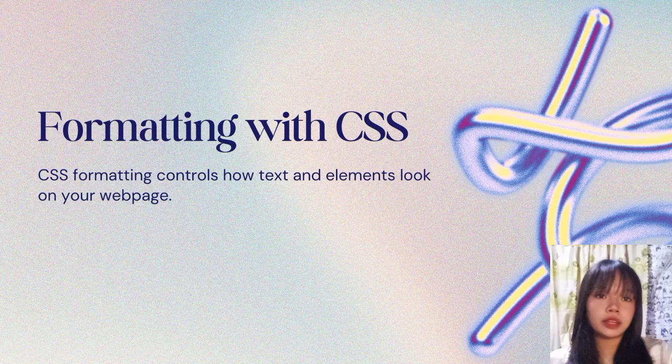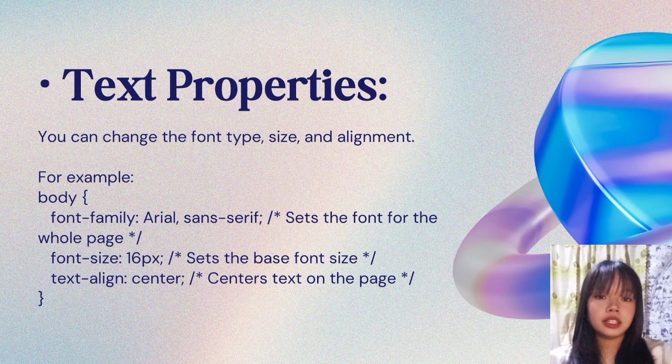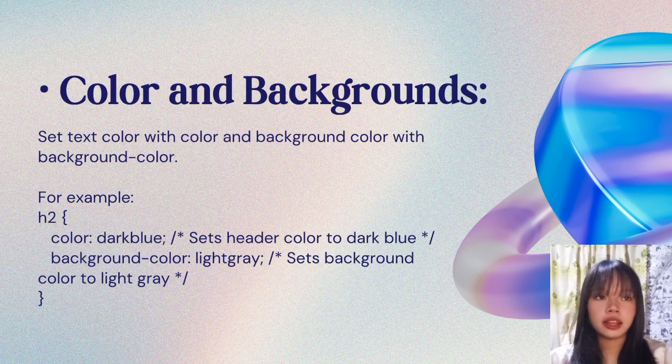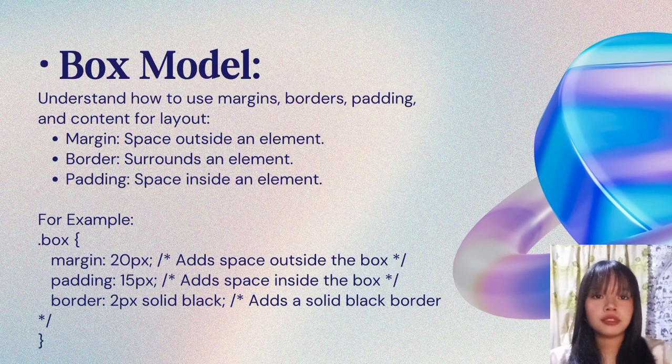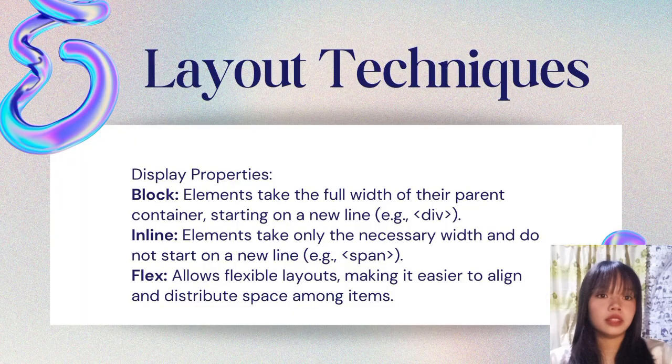Next is formatting with CSS. Formatting in CSS controls how text and elements look on your web page. We have text properties, which we already discussed: font family, font size, text align, and the color and background. We have the box model, with an example here. The px is measured in pixels. It can also be percent, but it is highly advisable to use px to be more accurate for margin, padding, and border. Next we have the layout techniques.